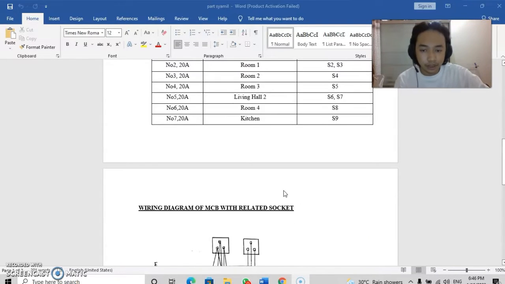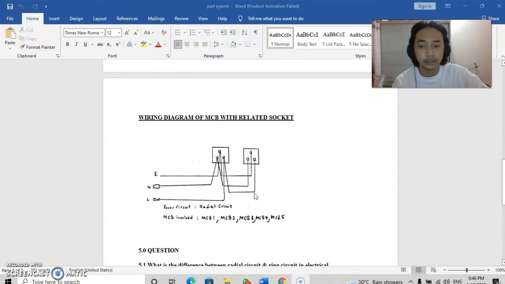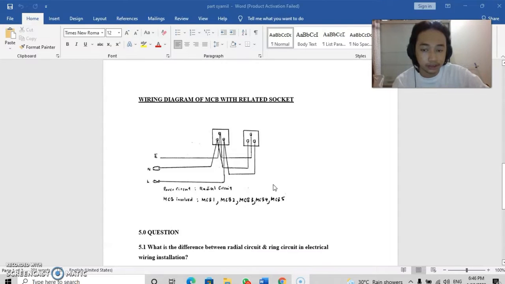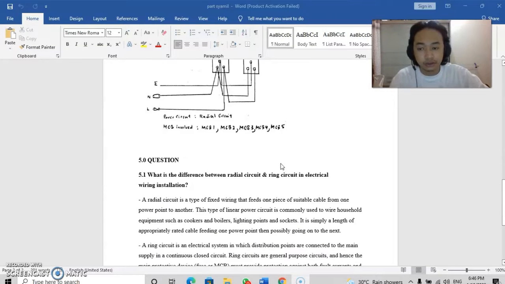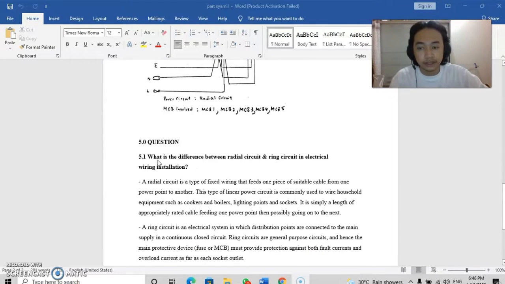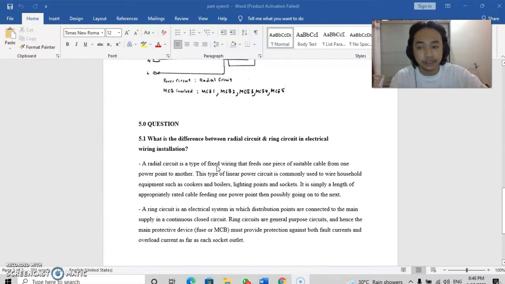Okay, so this is the wiring diagram of the MCB with related sockets. This is just the wiring diagram for my MCB to connect the socket. My part is question 5.1. What is the difference between radial circuit and ring circuit in electrical wiring installation?